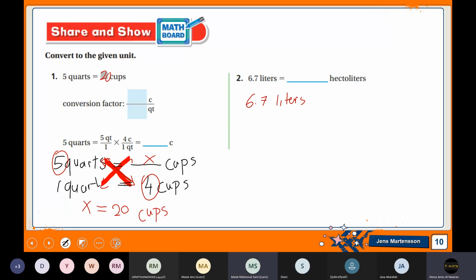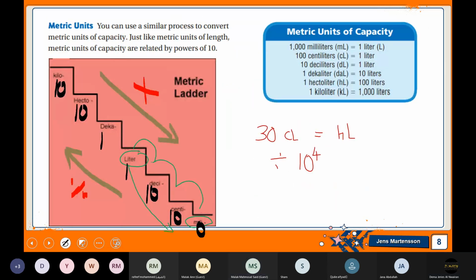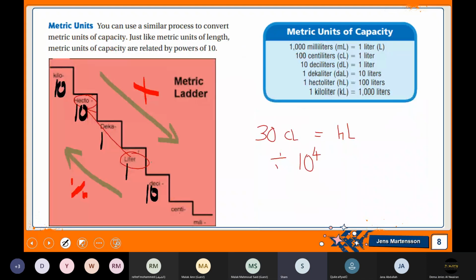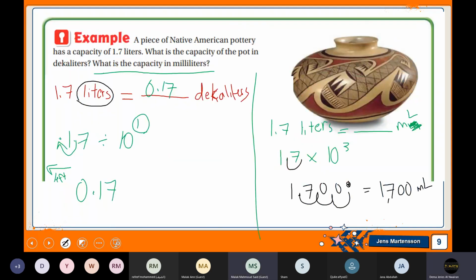6.7 liters. I want to find it in hectoliters. Okay, you are in liters. For hectoliters we're going to divide. Divide by 10 to the power of what? How many steps? Here we have the liter into the hectoliter. We're going to divide it by 100. Yes, bravo. With 10 to the power of 2.